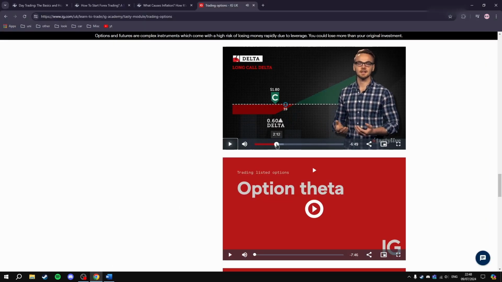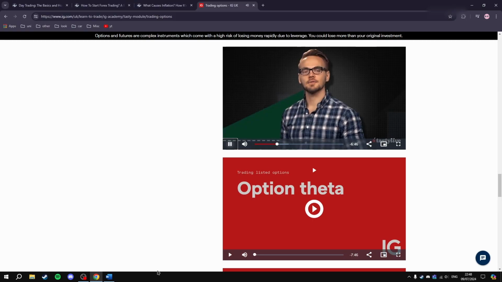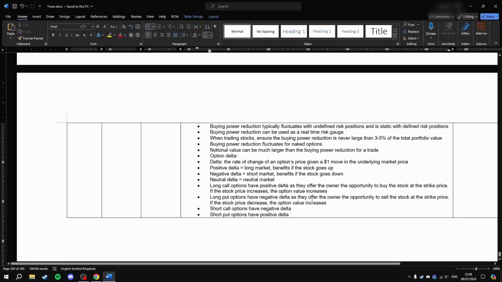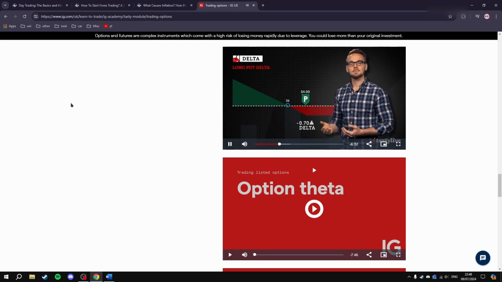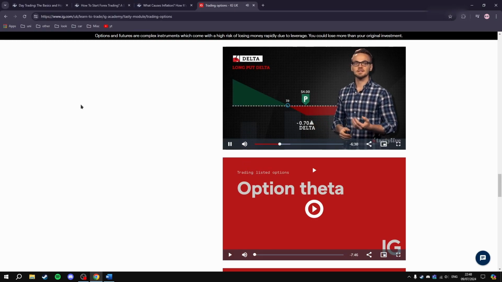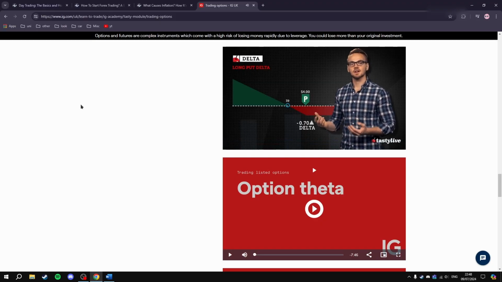Long puts have a negative delta because they offer the owner the opportunity to sell the stock at the strike price chosen. If the stock price decreases, this increases the value of the option, which is good for the owner. Assuming all else equal, if the stock price falls by $1, the put option will increase in price equivalent to the delta value it has, just like calls.